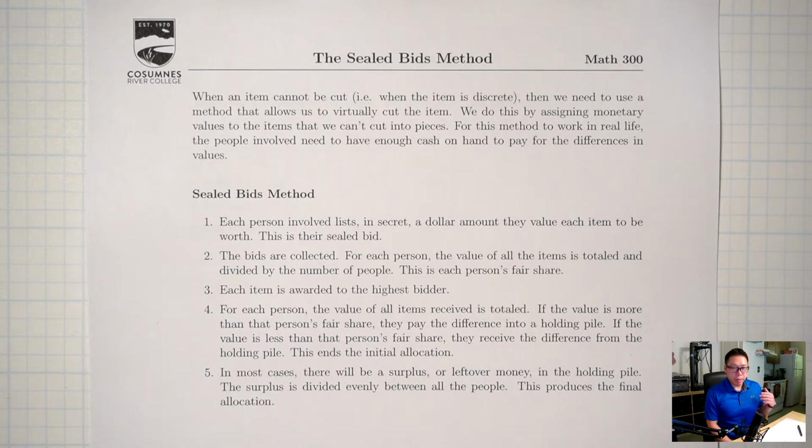Welcome back. In the last lecture, we talked about two methods for sharing continuous items. These were items that you can cut up. We talked about food and we talked about land. The two methods we talked about, one was called the divider-chooser method, which was for two people. And we also talked about the lone divider method, which was for three or more people.